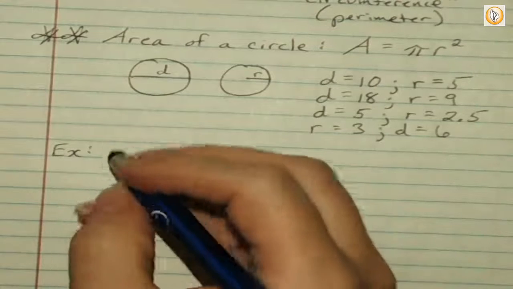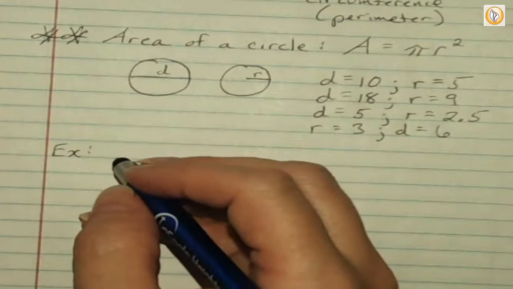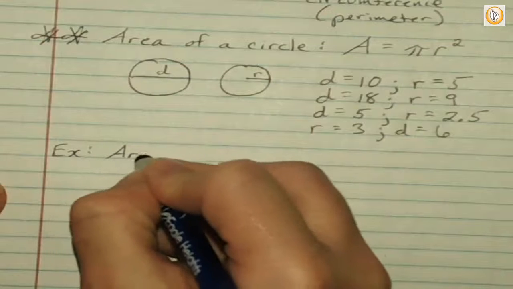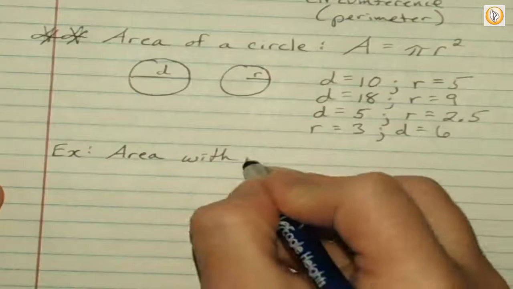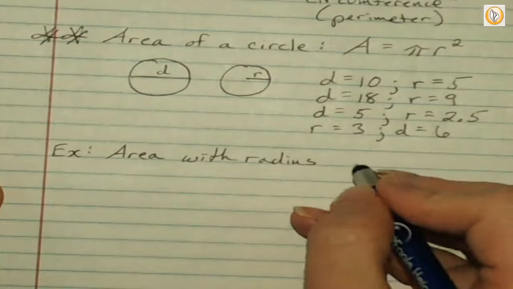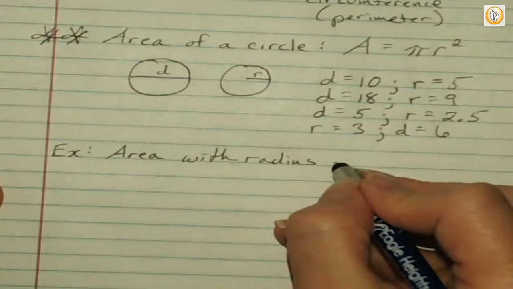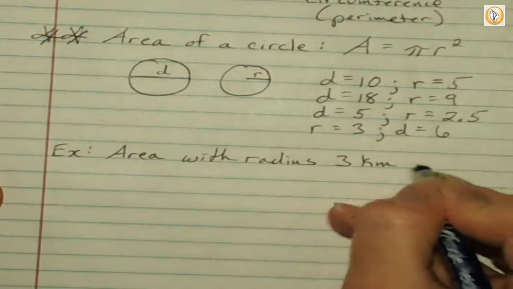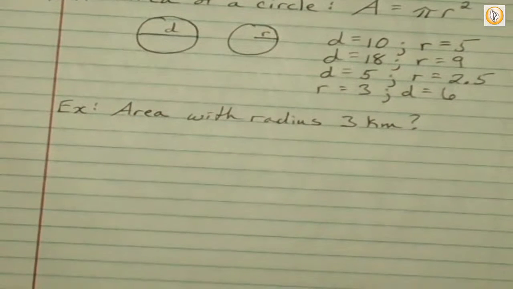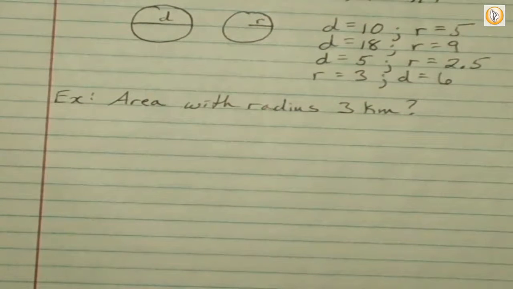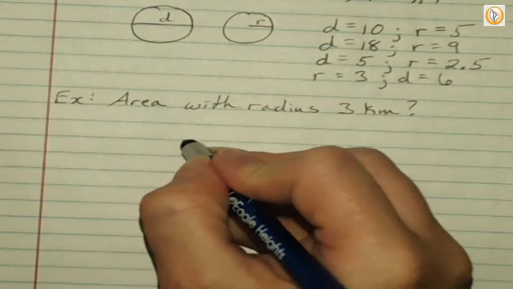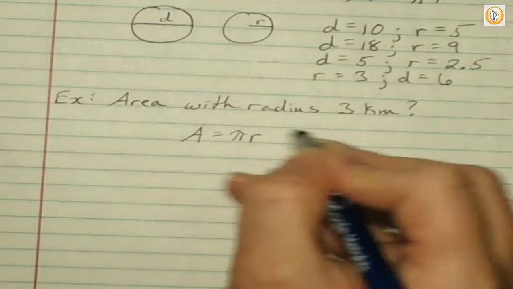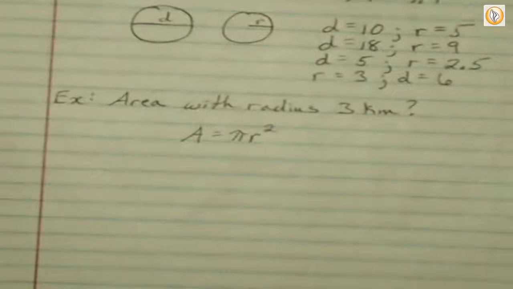All right, let's see. We're going to look for the area with radius 3 kilometers. What's the area with radius 3 kilometers? That's all they give you. Emily, what's the formula? A equals pi r squared. There you go.